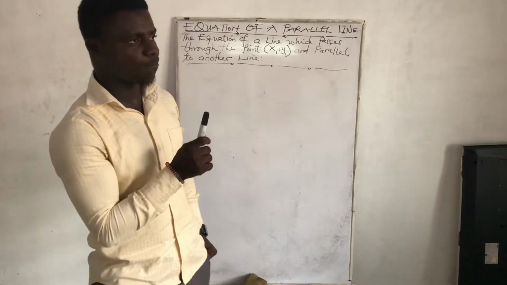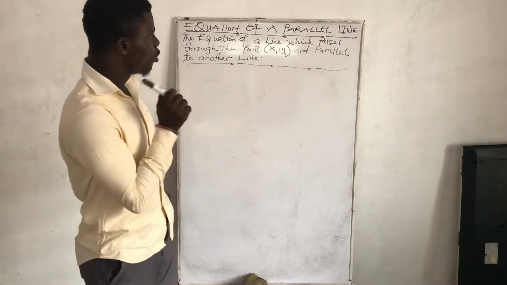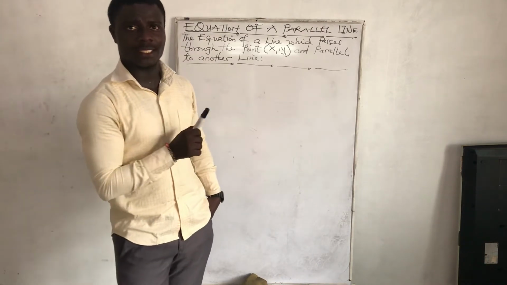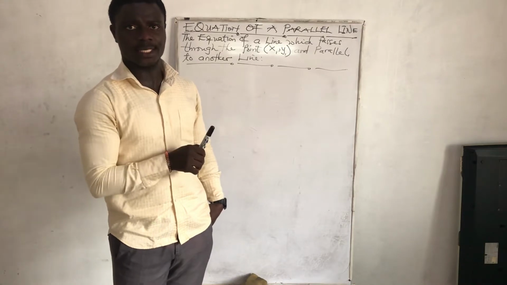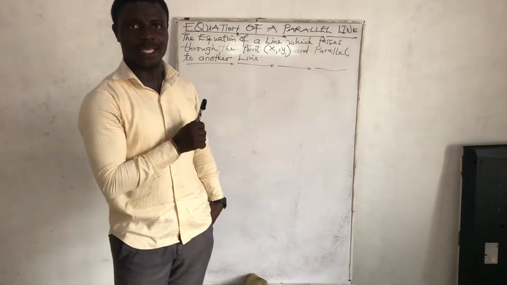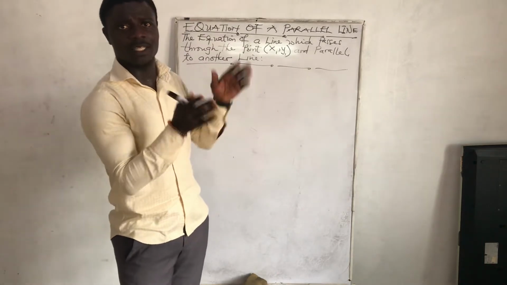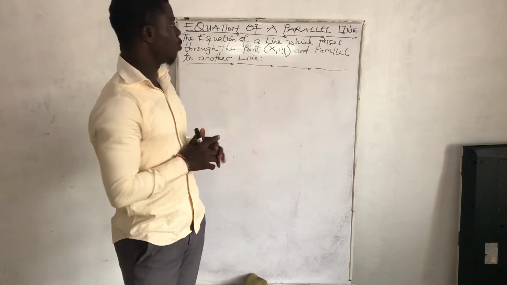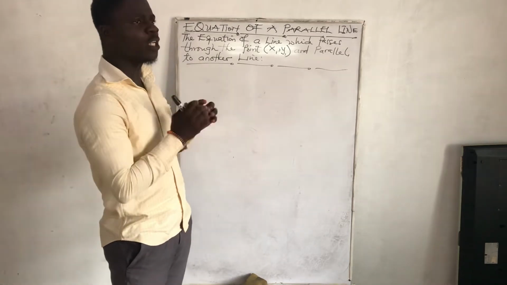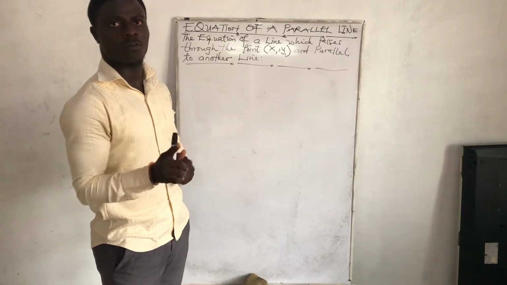In our last videos, we treated parallel lines, and we said that parallel lines have the same gradient. I drew the Cartesian plane and then two parallel lines. That means they are moving in the same direction, right? They have the same bearing. So we get two parallel lines, and you are asked to find the equation of another line.